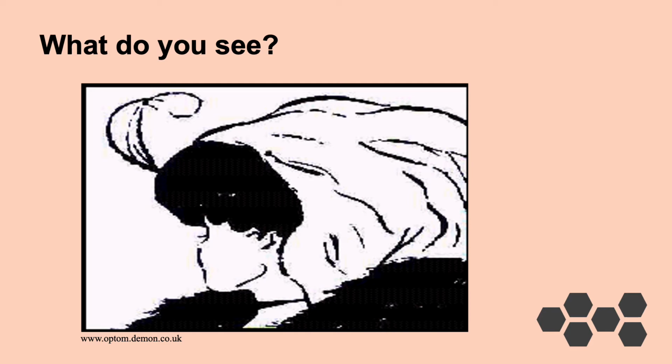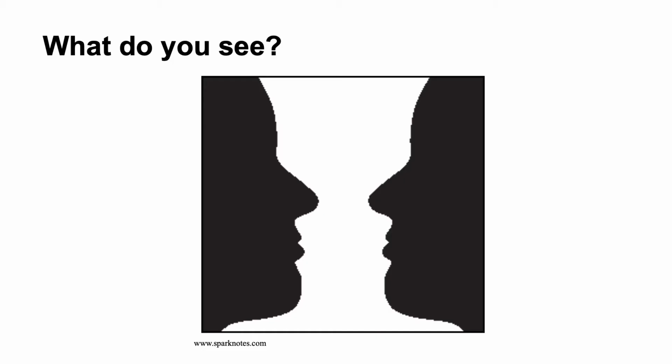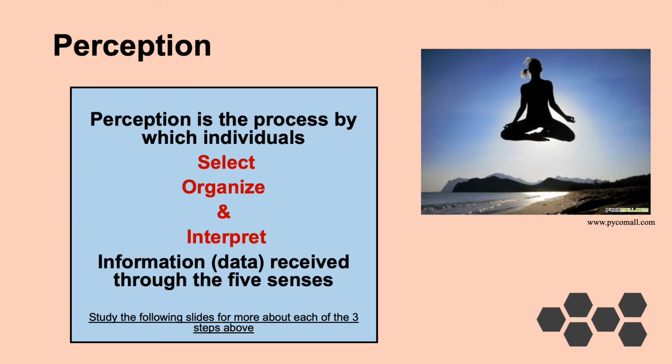Here's another one. What do you see here? Do you see two faces looking at each other, or do you see a white goblet or candlestick or vase? It depends on whether you focus in on the black or the white. Again, just a function of perception. So when we talk about perception, we're looking at it as a process.